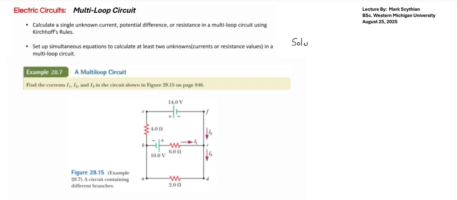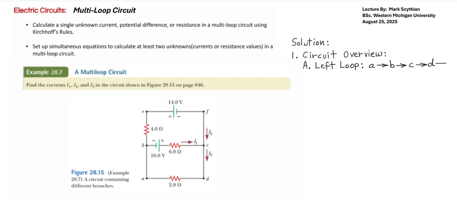So in this lecture, we're dealing with the multi-loop circuit principle. And here's an example with two different battery voltage sources. The question asked to solve for currents 1, 2, and 3. So we first have to, number one, define the circuit overview.